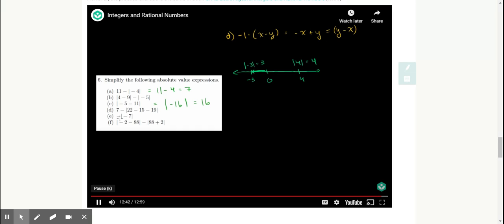And then finally here, let's do part E. The negative of the absolute value of negative 7 is equal to the negative of, what's the absolute value of negative 7? It's just 7. So it's equal to negative 7. This right here is 7. Anyway, hopefully you found that useful.